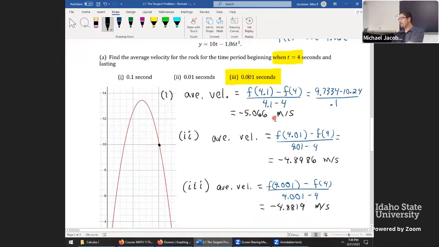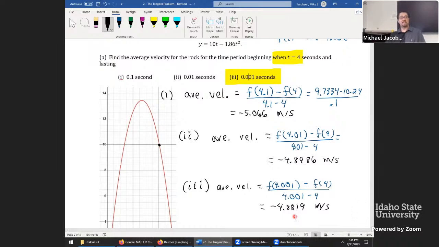Looking at our figures, we went at 0.01 seconds. It dropped down to this value. We went even shorter as a time interval at 0.001 seconds. Notice it did not budge too much. It might, in fact, be settling down at something around this value.